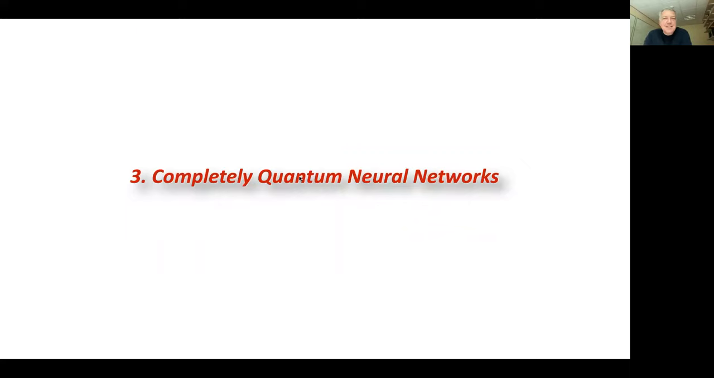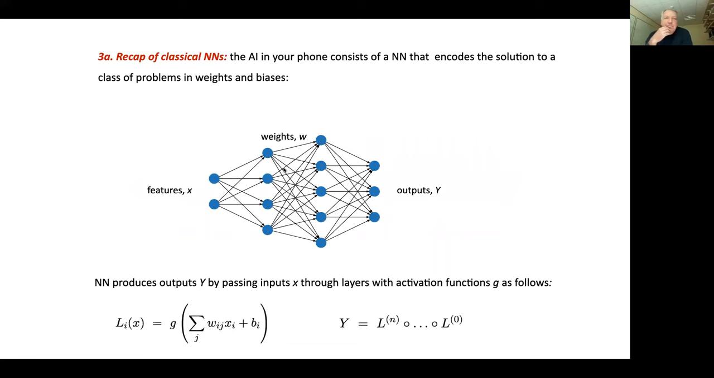Okay. So now I'm going to talk about the more recent thing, which is encoding neural networks, quantum neural networks. Let me recap what the problem is. You probably know classical neural networks. When you have AI in your phone and so on, what you have is a neural network. And what the neural network has inside it is a solution to some sort of problem, encoded in a set of weights and biases in a set of nodes.